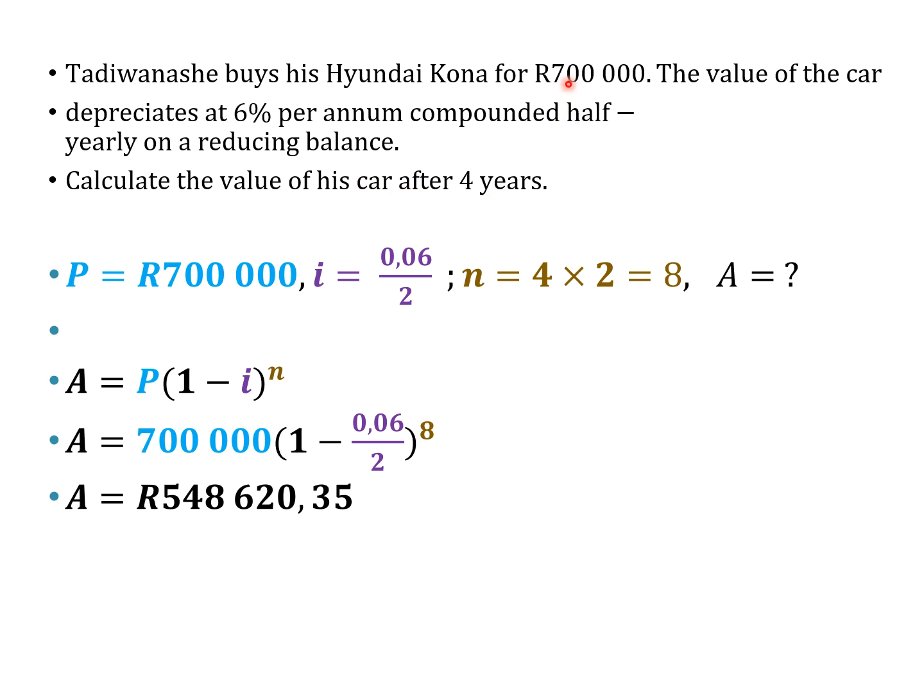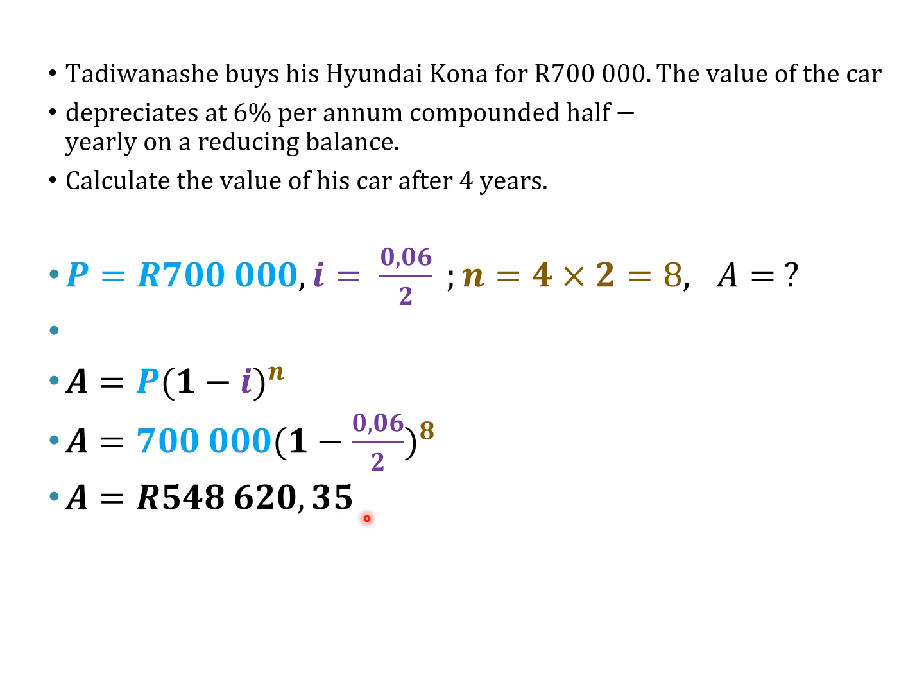Alright, so present value 700,000. Interest 6%, which is 6 divided by 100, 0.06. Compounded half yearly, therefore divided by 2. Then time period 4 years, 4 times 2. If I divide by 2, I also have to multiply the time period by 2, which gives me 8, and A is what we are looking for. So A equals P(1 minus i) to the power n. A equals 700,000 times (1 minus 0.06 divided by 2) to the power 8.